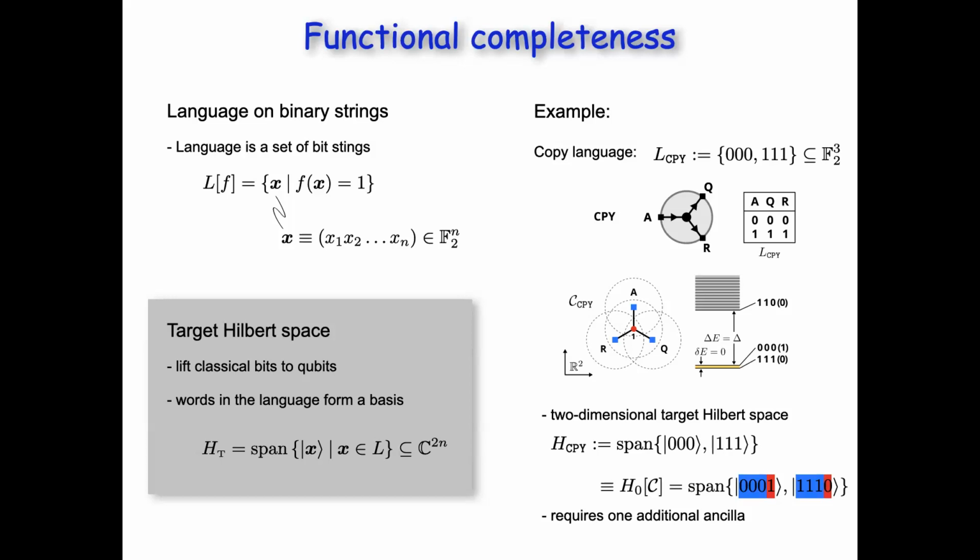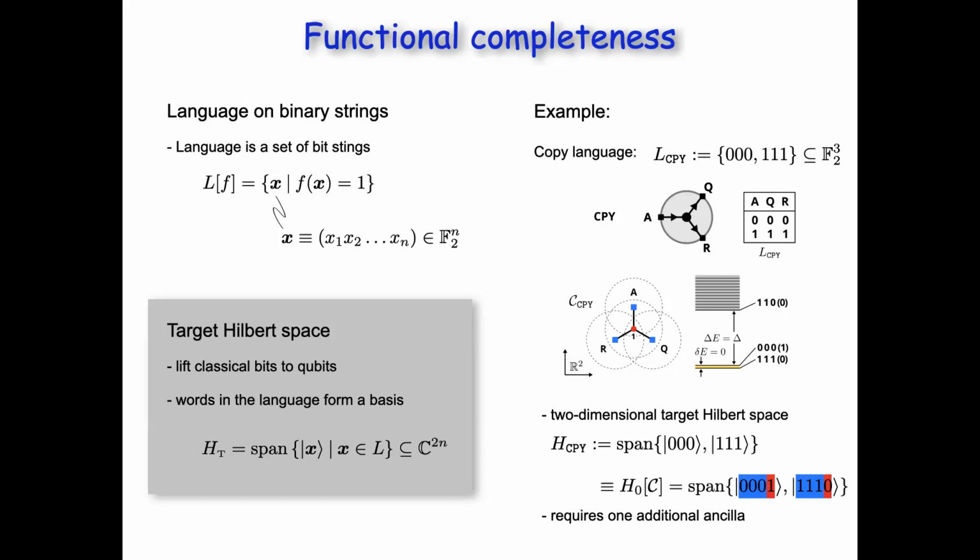And these are all the binary strings which satisfy this condition. And this is just a certain string set. Let me make an example. Oh, no, let me first continue. And then I define the target space which I want.